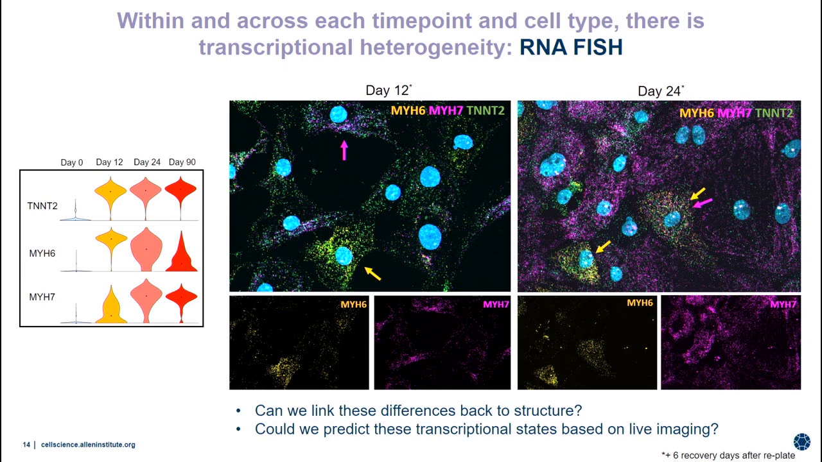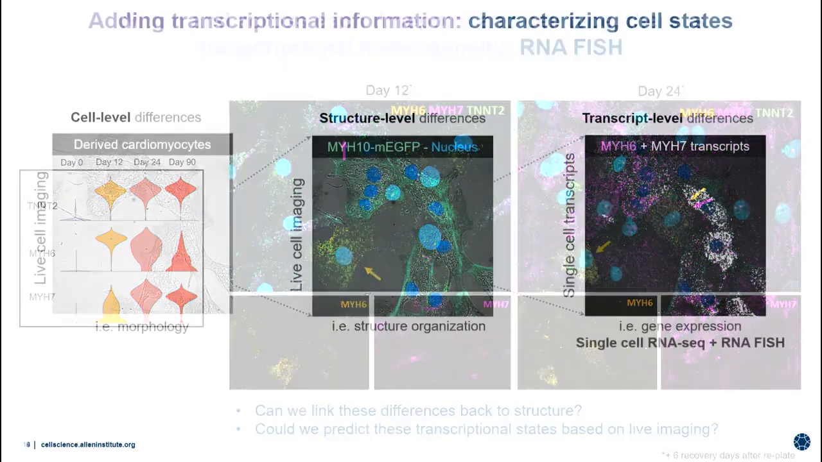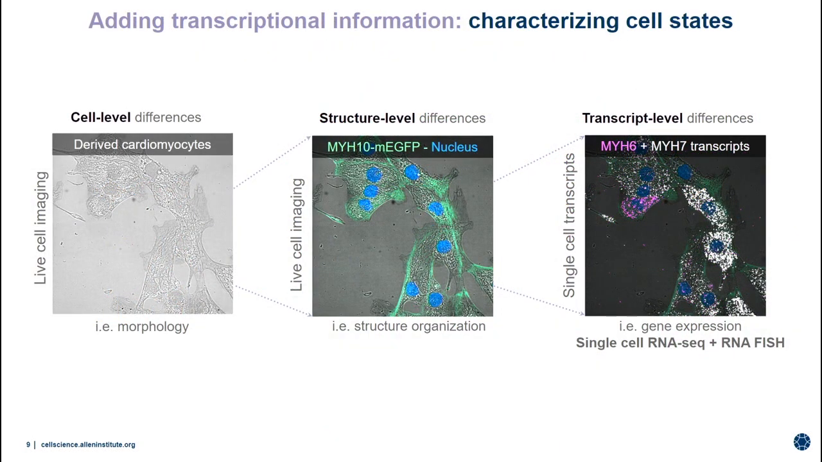And if we could do that, that would maybe give us a broader space of trying to understand what's going on in the cells at a structural level and also a transcriptional level. So again, we can do live cell imaging to look at cell morphology differences. We can combine this, and we already are doing this, with structural organization of different structure-tagged lines. This is, again, with live cell imaging. And now we can look at transcript level differences with RNA sequencing and RNA FISH.